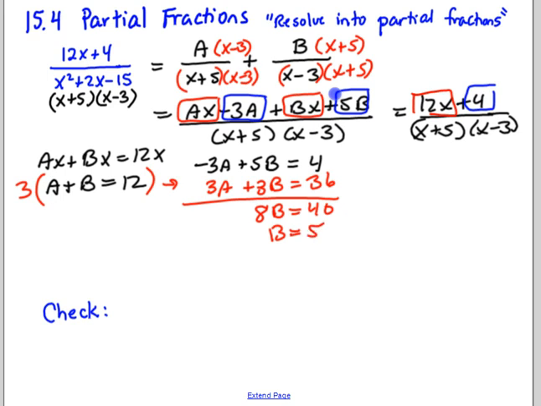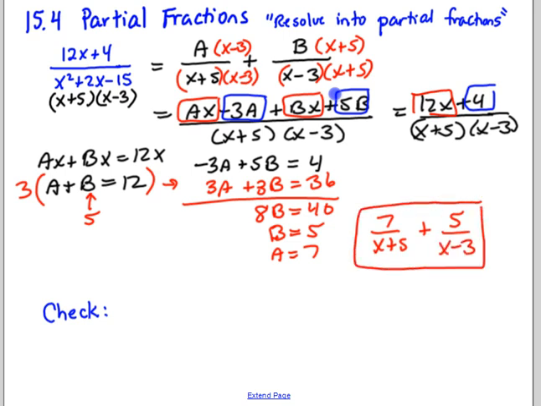So I know what b is. If I take b equal to 5 and put it back into this equation, it's very obvious then that a is equal to 7. So the answer here is 7 over x plus 5 plus 5 over x minus 3. And these add together to give me the 12x plus 4 over x squared plus 2x minus 15.